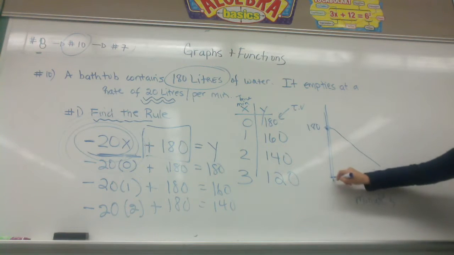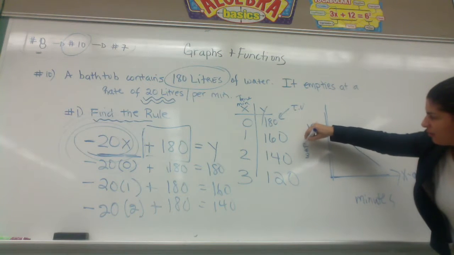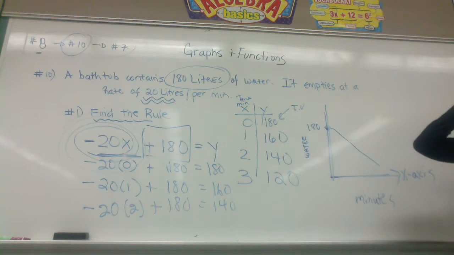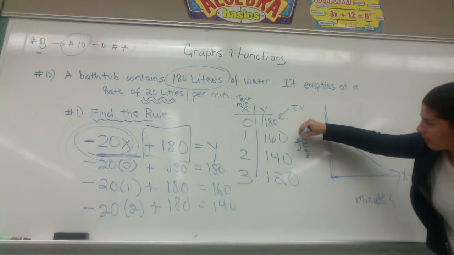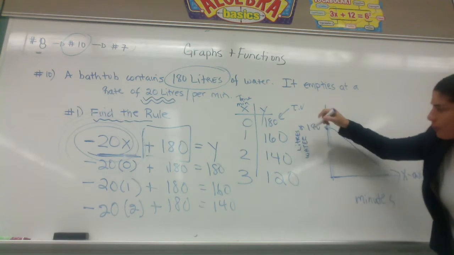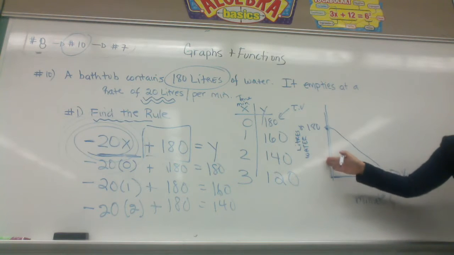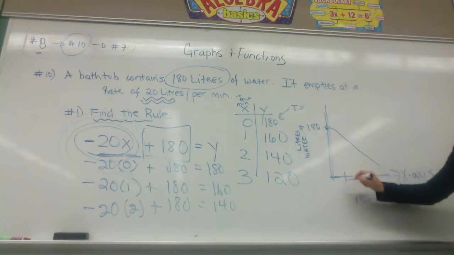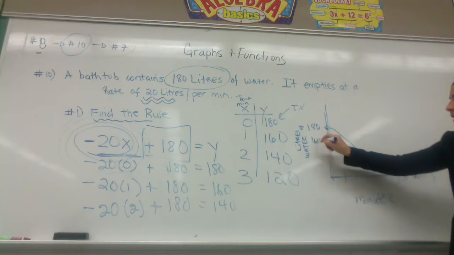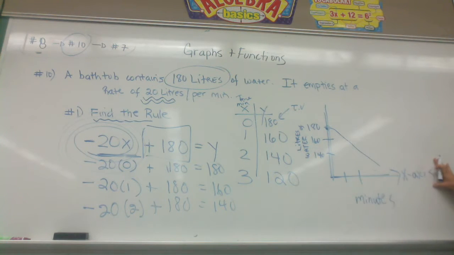And what will my y be? Water loss. The water, liters. It's how much water I have. So the liters of water. Okay, we know through the graph that it's decreasing, but what are these numbers representing? The liters of water. So at this point we have 180, and then at 1 minute we have 160, and then at 2 minutes we have 140, and so on and so forth.